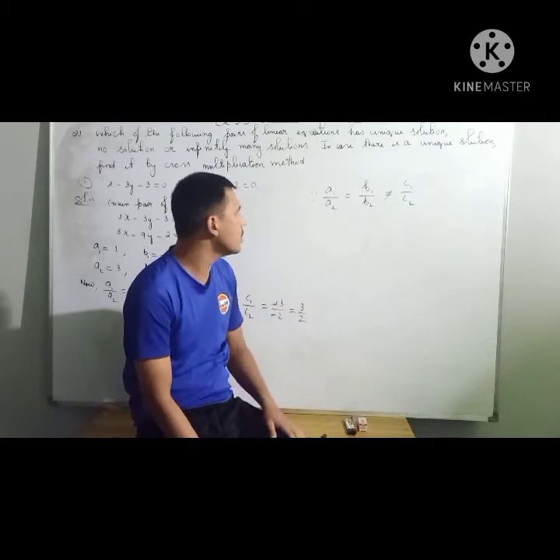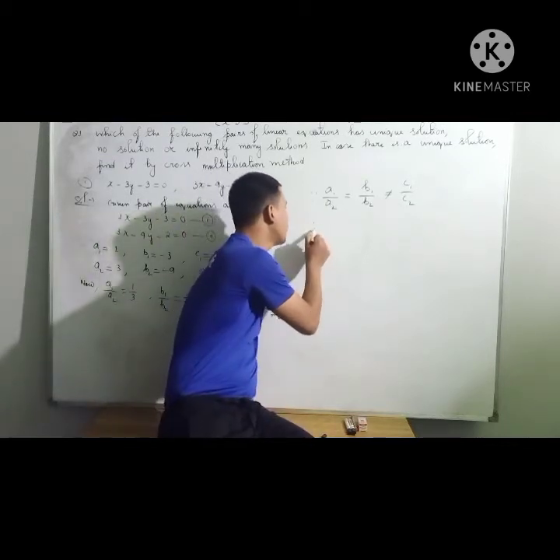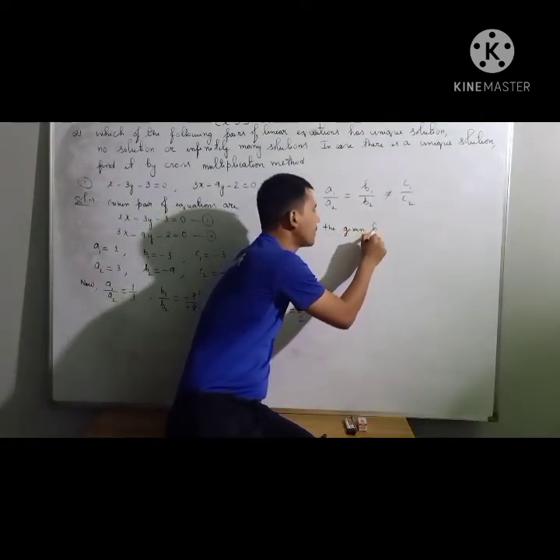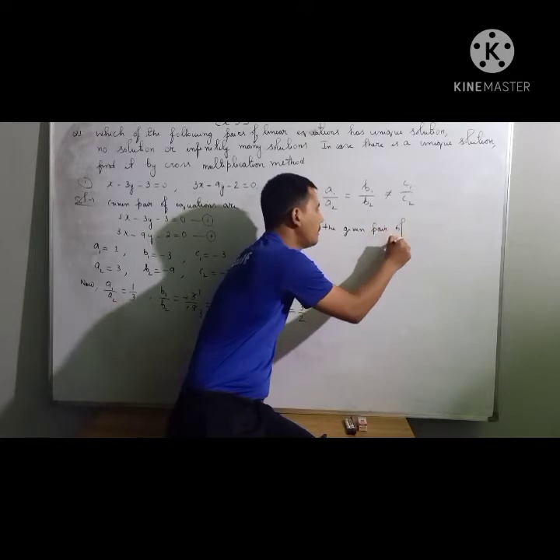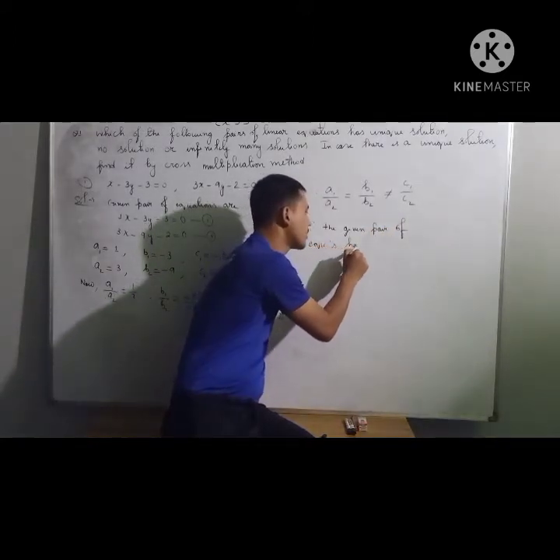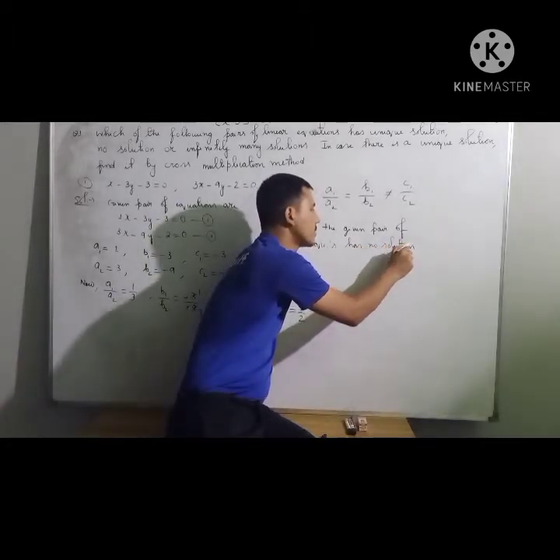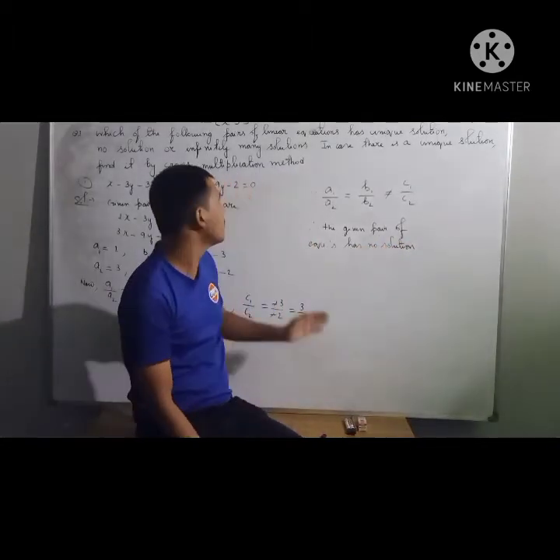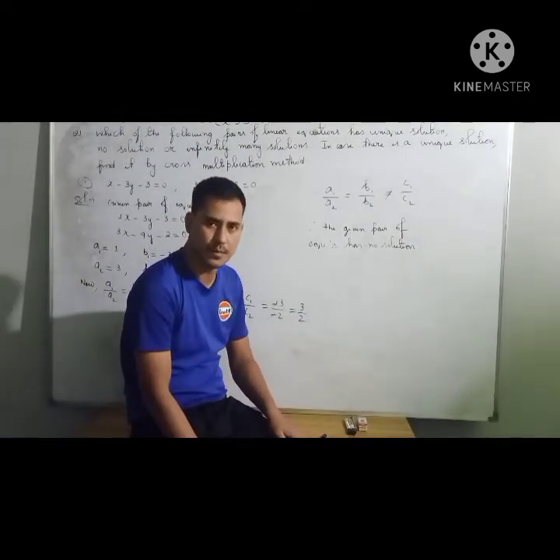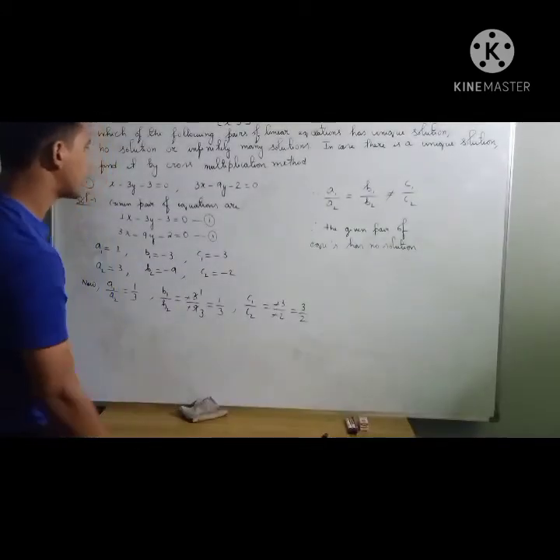In that case, no cross multiplication method can be done. So therefore, the given pair of equations has no solution. So no values of x and no values of y can be determined by the cross multiplication method. So that is the first question.